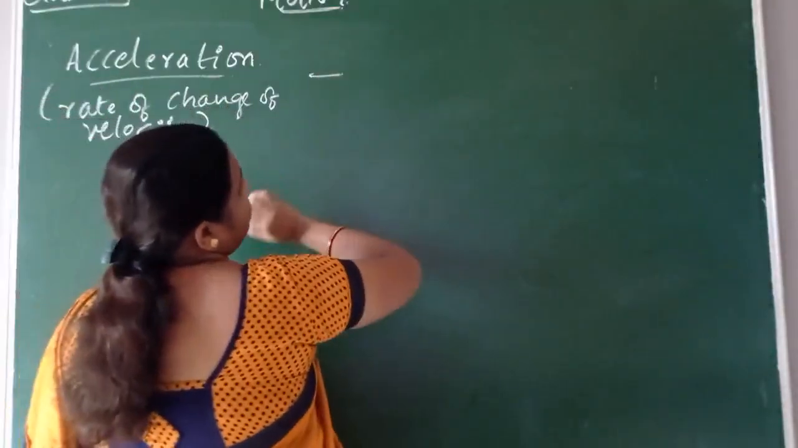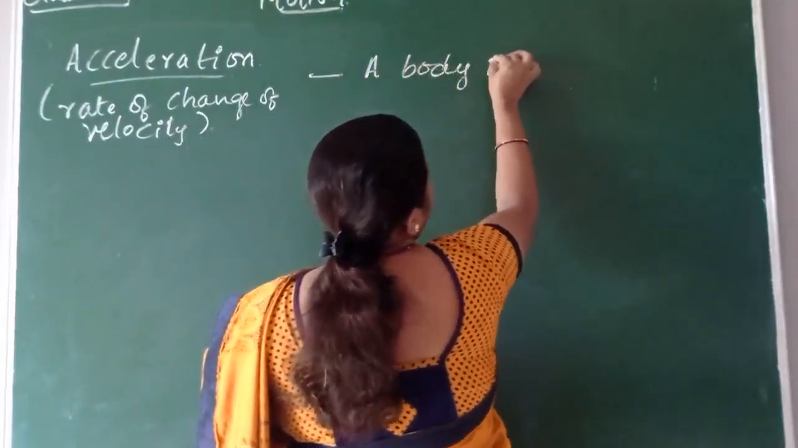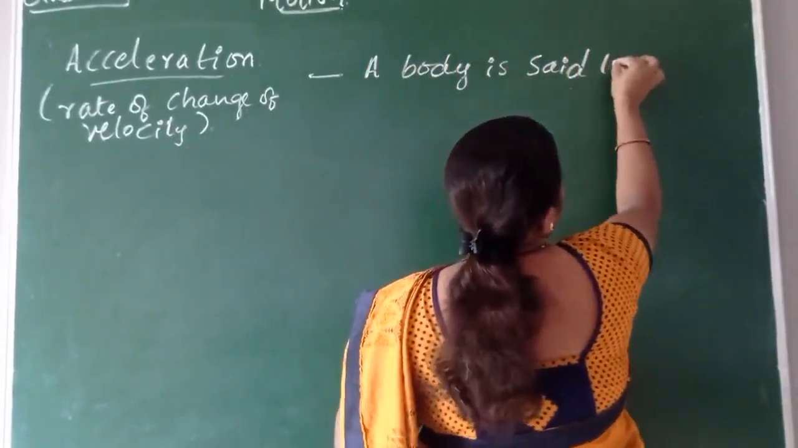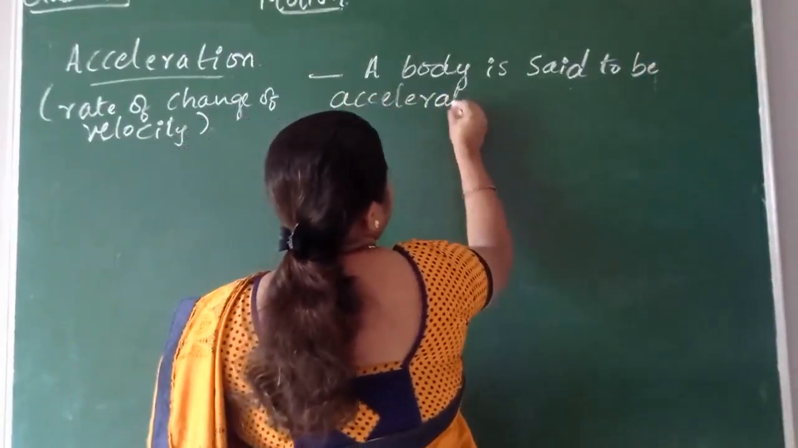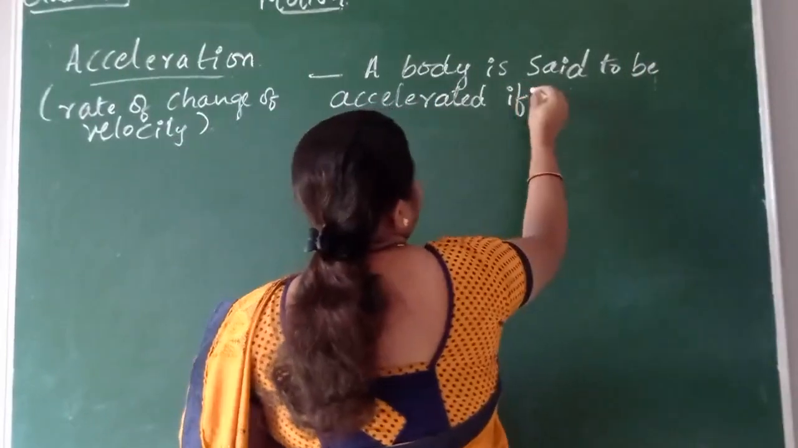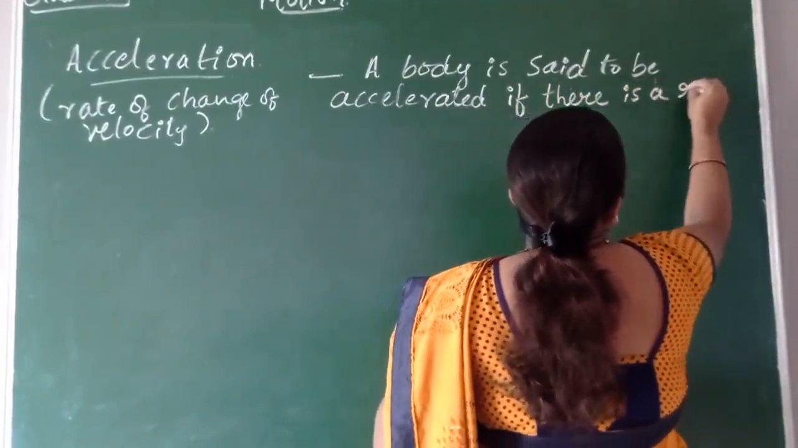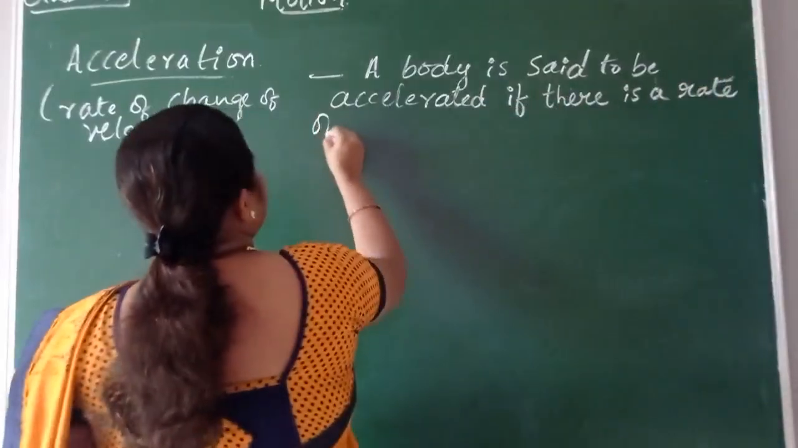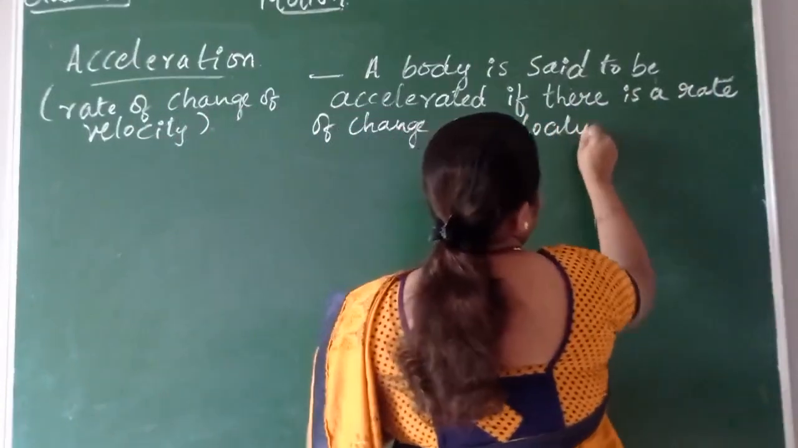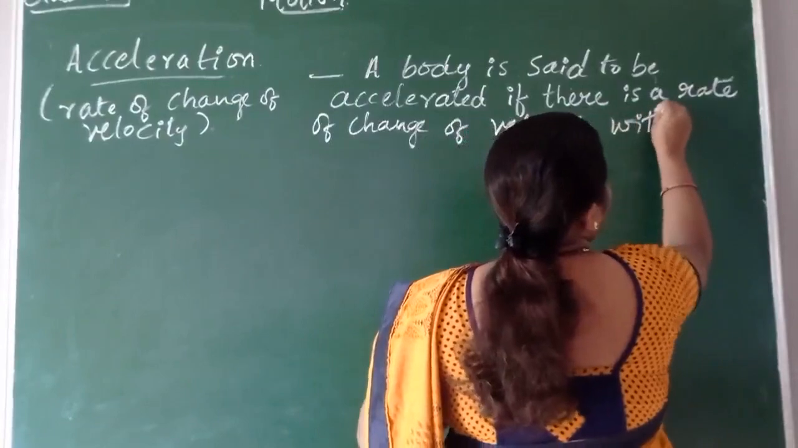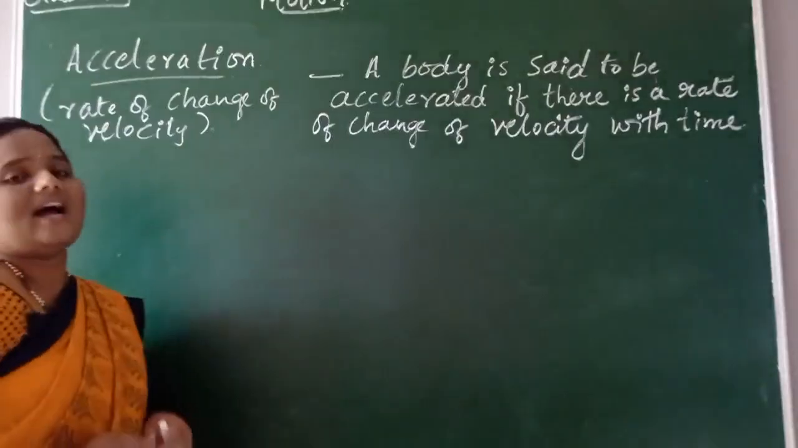So let us take the definition first here. A body is said to be accelerated if there is a rate of change of velocity with respect to time. Then it is said that the object is in acceleration.